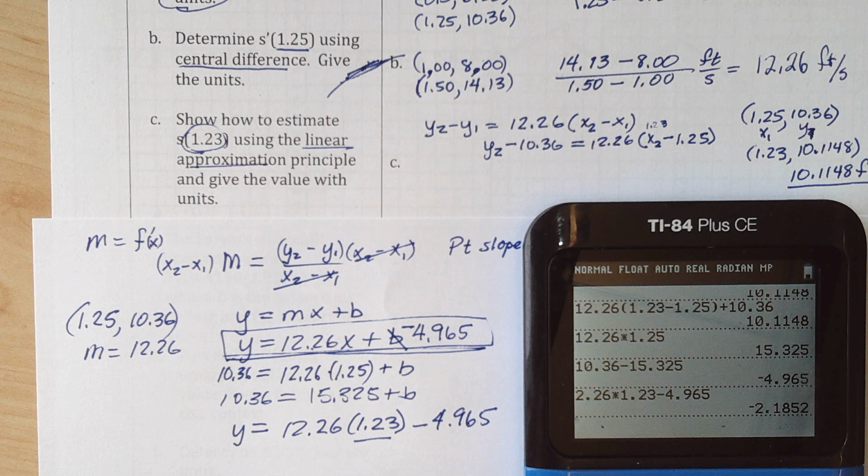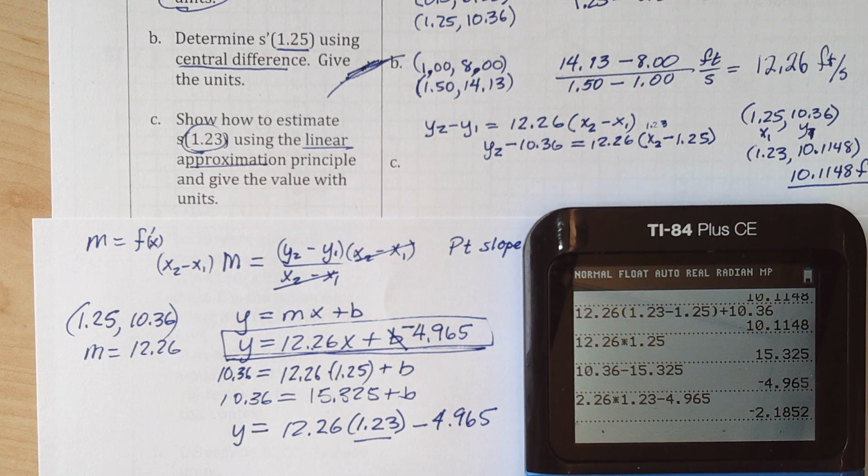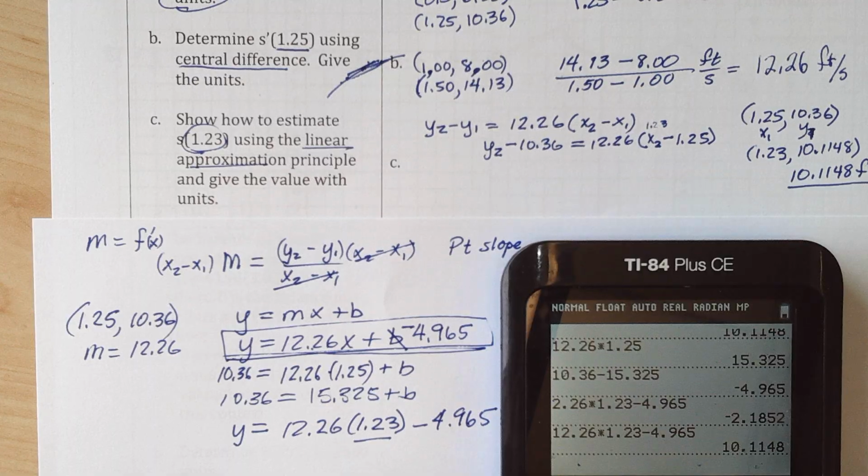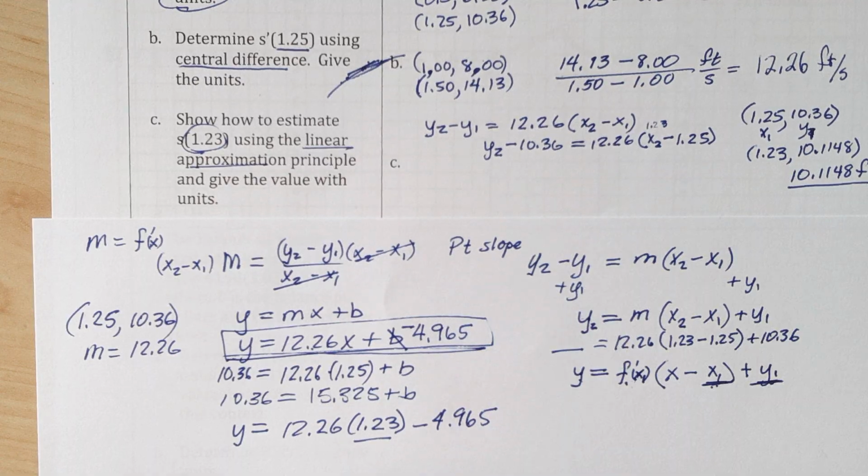And I did something incorrectly here. Oh, I didn't get 12.26. I missed the 1 for some reason. So let's bring this back. Oh, not that. And I need to go back over here and put a 1 in front of it. There. And we get the same answer that we've gotten before.